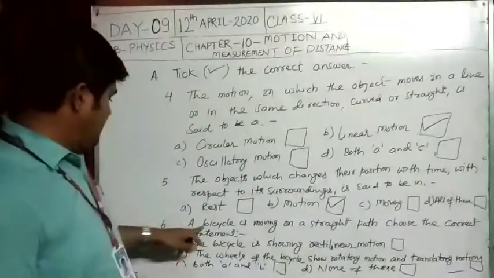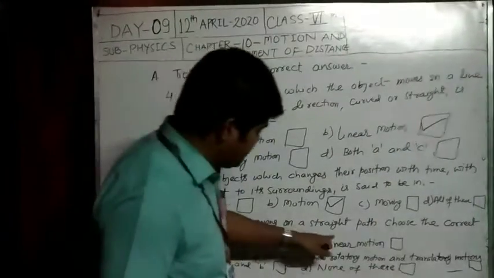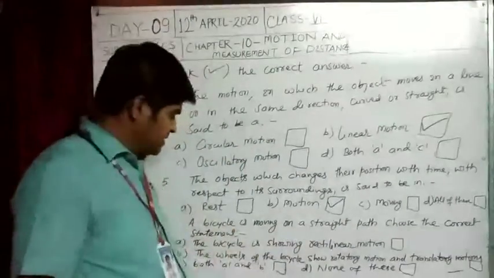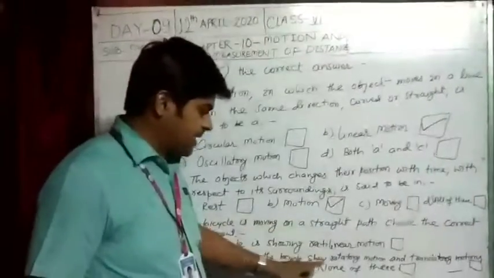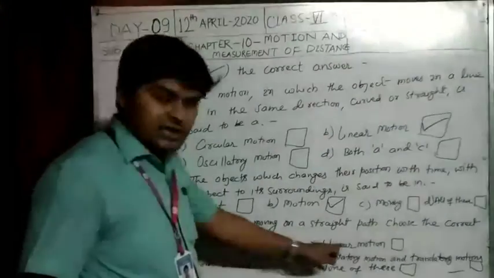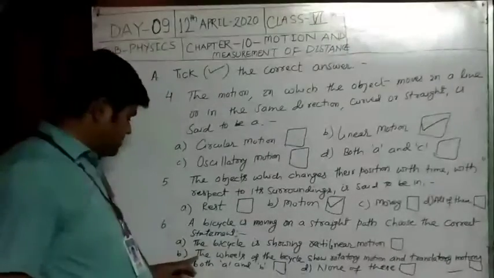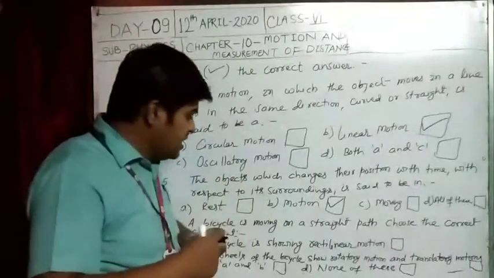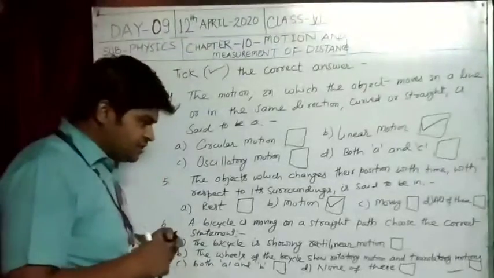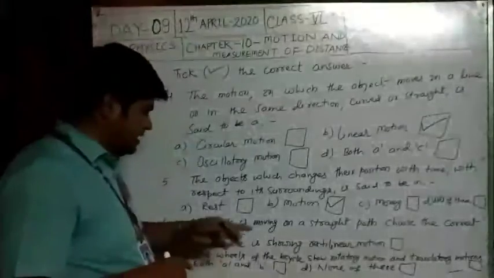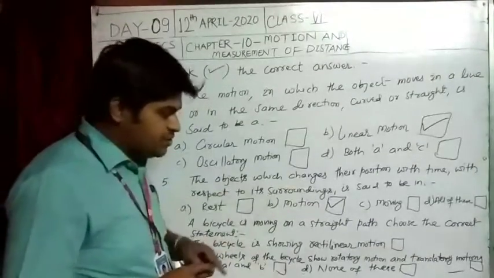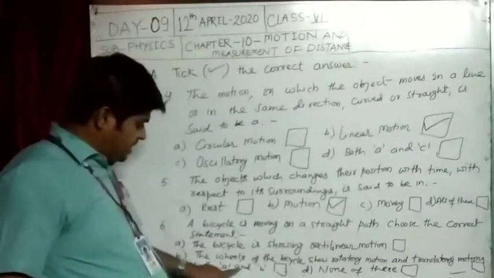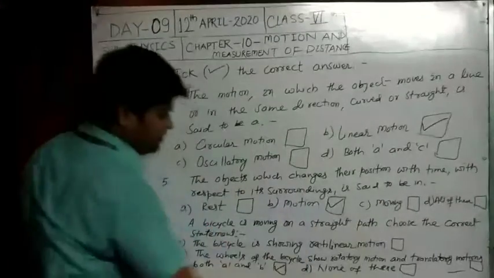Okay. Question number 6. A bicycle is moving on a straight path. Choose the correct statement. The bicycle is showing rectilinear motion. Yes, it is true, because the bicycle is moving in a straight path, so it is an example of rectilinear motion. The second option: the wheels of the bicycle show rotatory motion. The wheels rotate continuously, so it is an example of rotatory motion, and the cycle is in translatory motion. So both options A and B are correct. Your option is C.